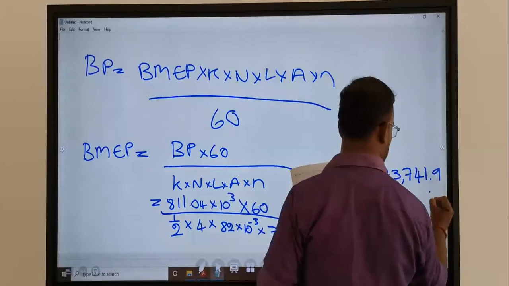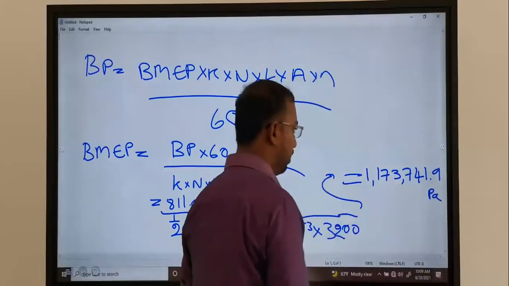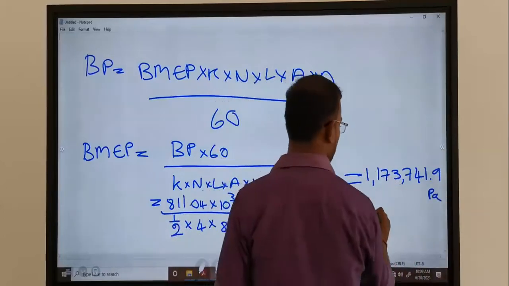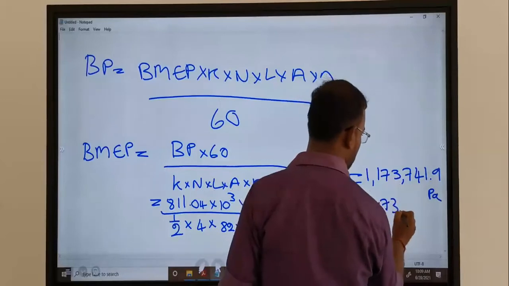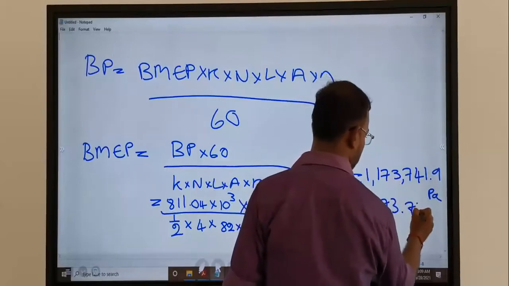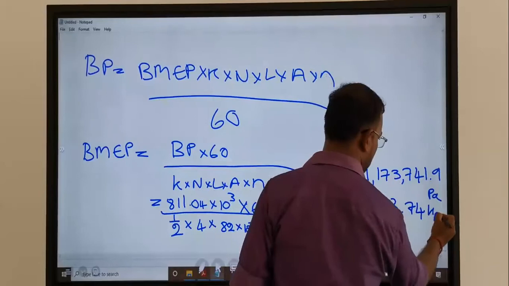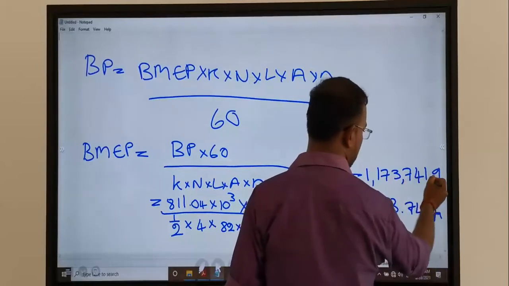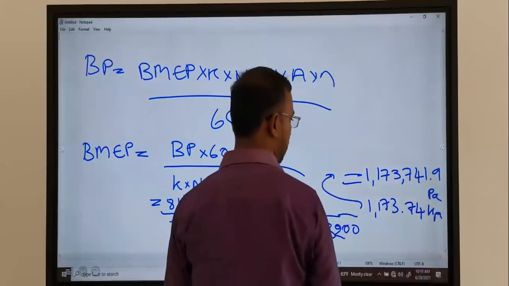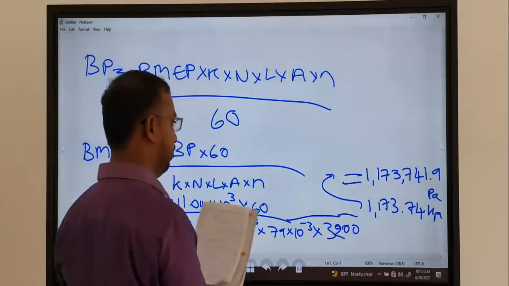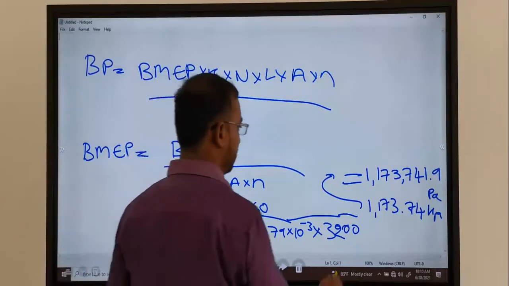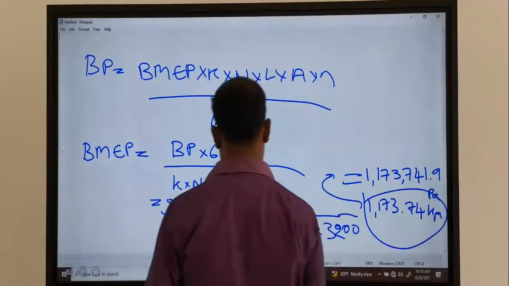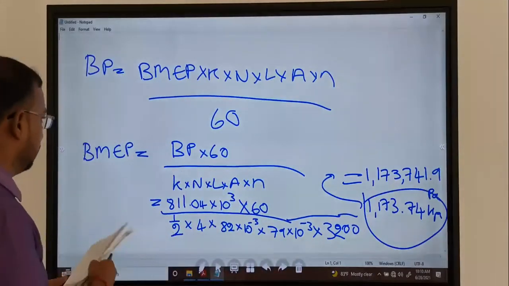So the answer is 173,741.9 Pascal. We can change it to kilopascal; we have to divide by 1000. So 173.74 kilopascal. This is the answer.